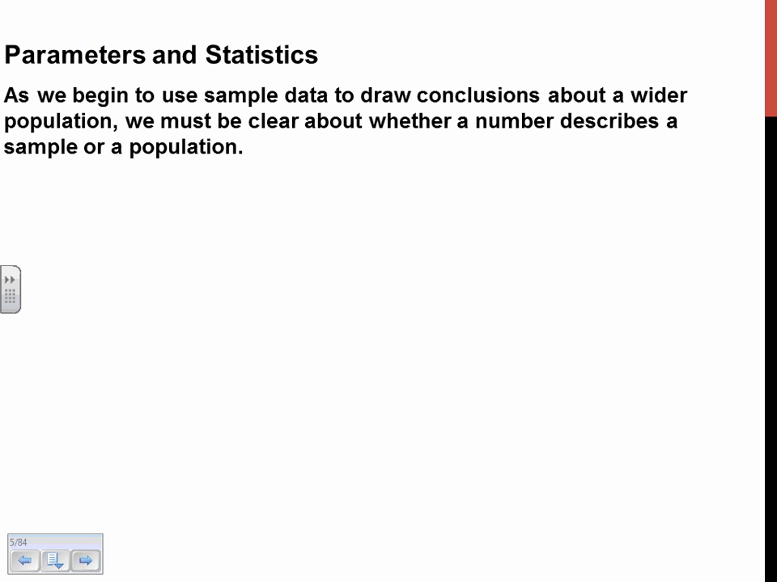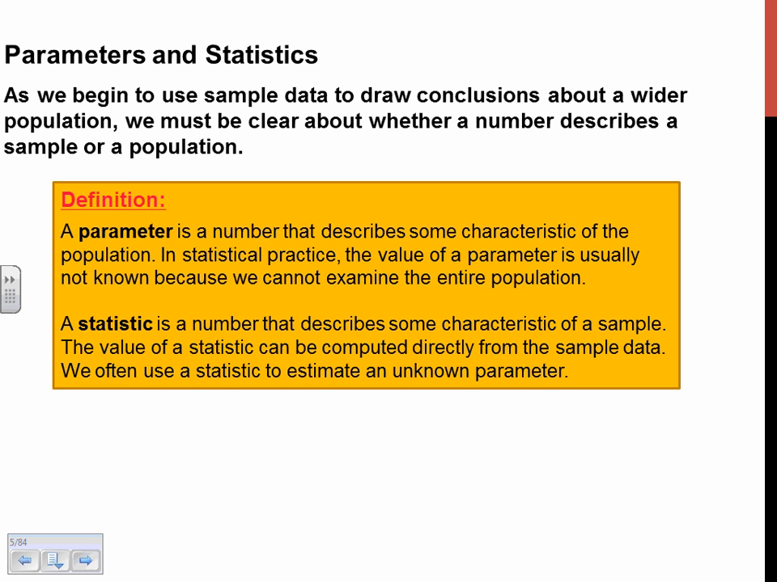All right, so as we begin to use sample data to draw conclusions about a wider population, we must be clear about whether a number describes a sample or a population. So you have to be very, very clear about that, and there are different variables for each. A parameter describes a population. I remember P and P, and a statistic describes a sample, so S and S. If you're talking about a statistic, you're talking about a characteristic of a sample. If you're talking about a parameter, you're talking about a characteristic of a population. So P and P and S and S.